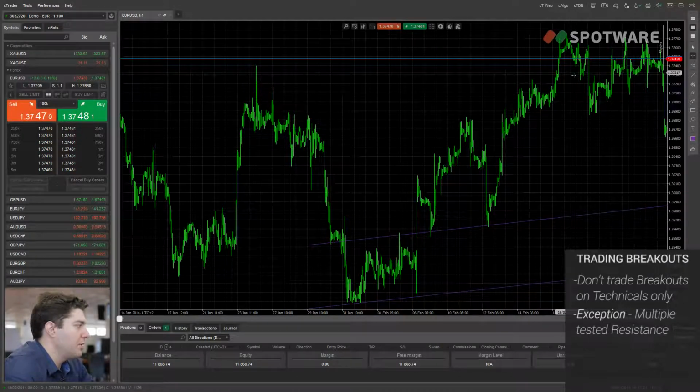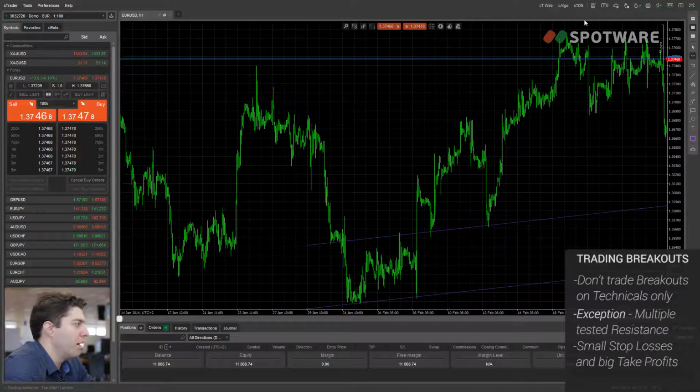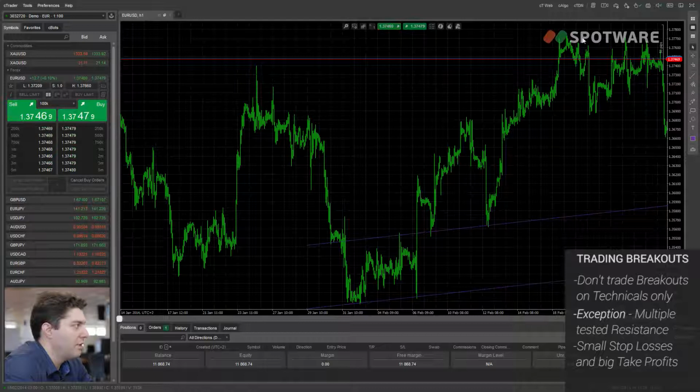In breakouts, the whole point is that you put small stop losses and very big targets. So you can go up to 1 to 5 risk reward ratios, or use indicators that will give you a very high exit. You'll win a lot of money. So that's it about the trading of breakouts.